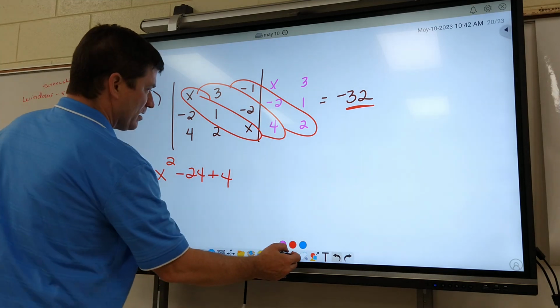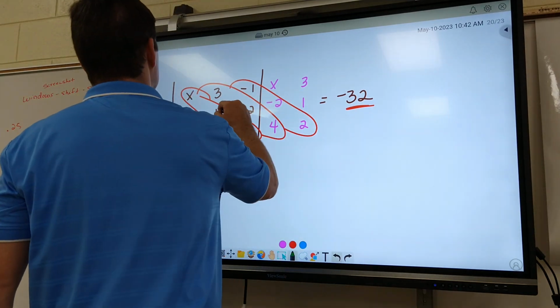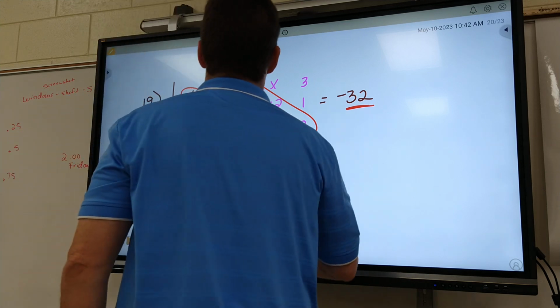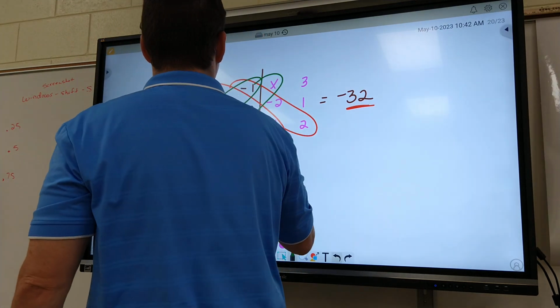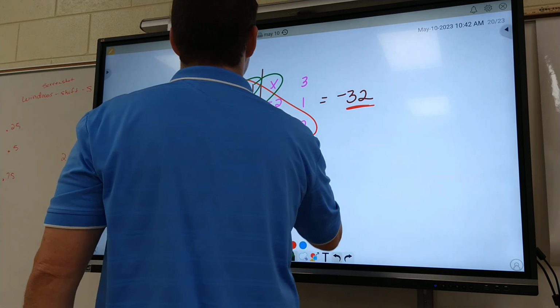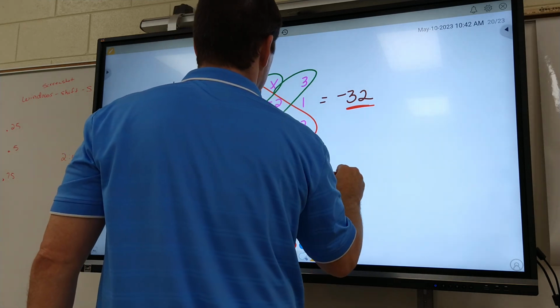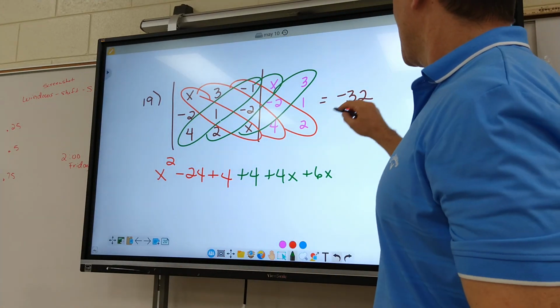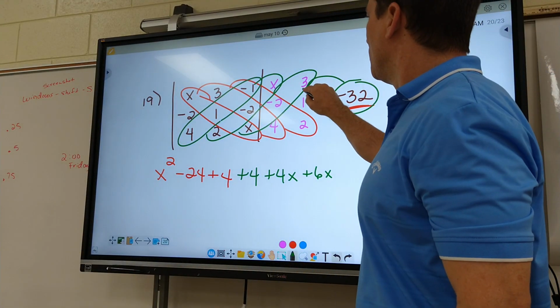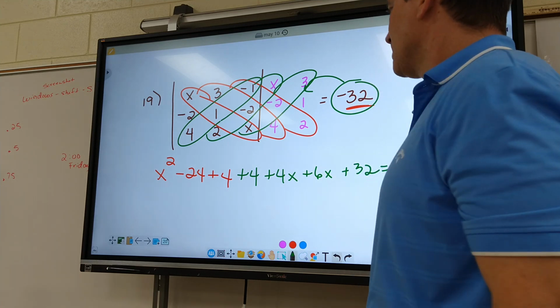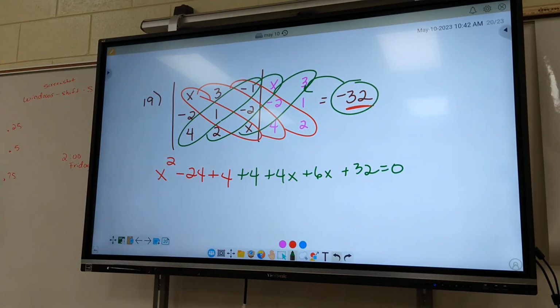Now let's come back the other way. Don't forget you got to flip your sign. So, -4 becomes +4. -4x becomes +4x. -6x becomes +6x. Now, what's got to happen with -32? We're going to move it over here, make it +32 equals 0. Okay, so we got everything on one side. Why did we want to put everything on one side?